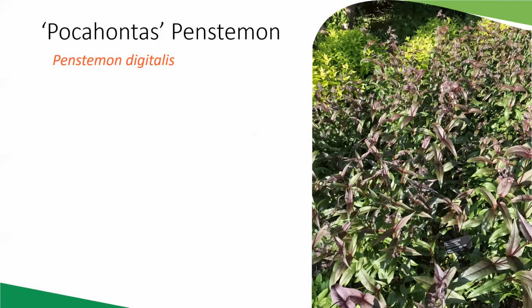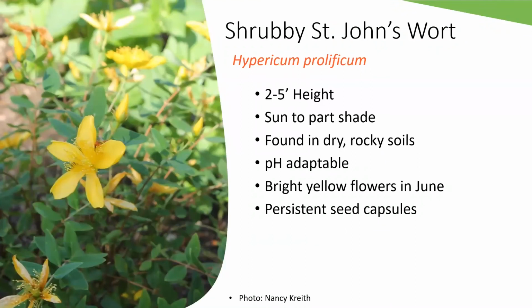And there's another cultivar of this called Pocahontas, and it has, again, that reddish maroon foliage. Shrubby St. John's wort, sun to part shade. There's not a problem with mammals feeding on this. It is attractive with the leaves and the flowers, has a high pollinator value, and a nice shrubby plant for your landscape with those yellow flowers in June.